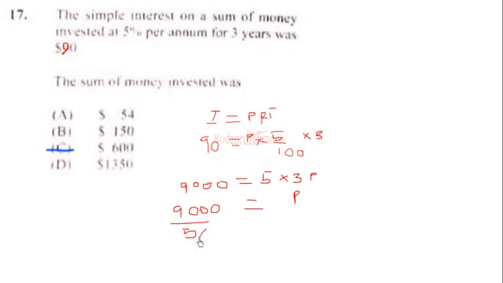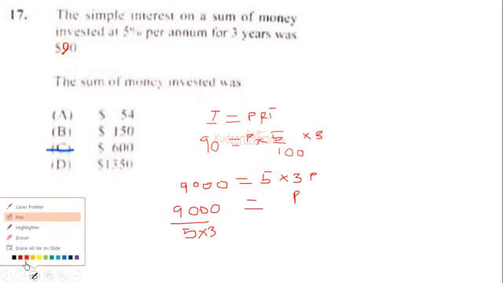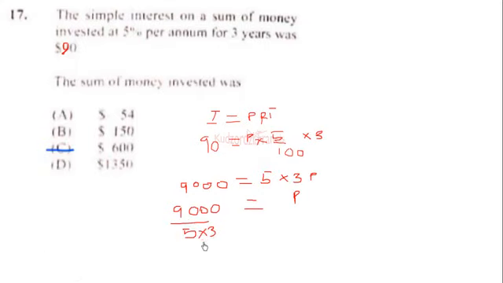We could have multiplied out, but that will make the calculation complicated. So let's simplify. We know 3 will go into 9 three times, and 5 will go into 30 six times. So we are left with 600. So the answer will be $600. The sum of money that is invested is $600. So correct.